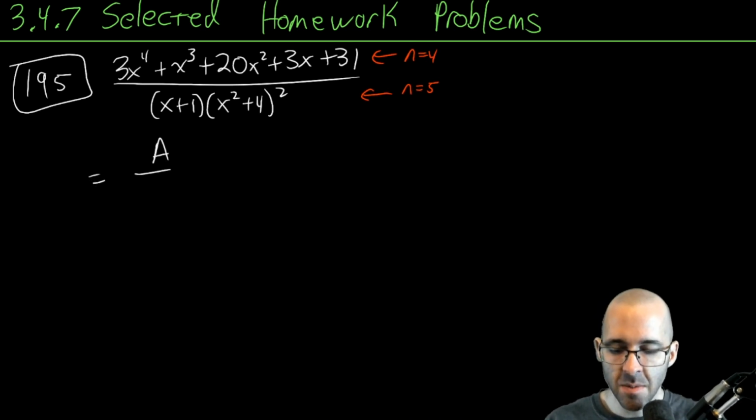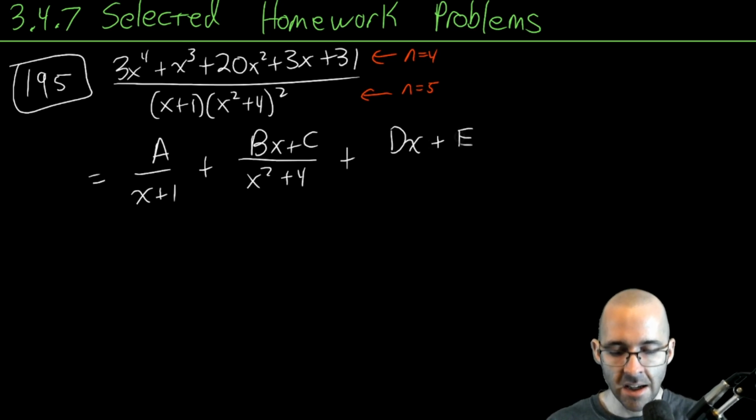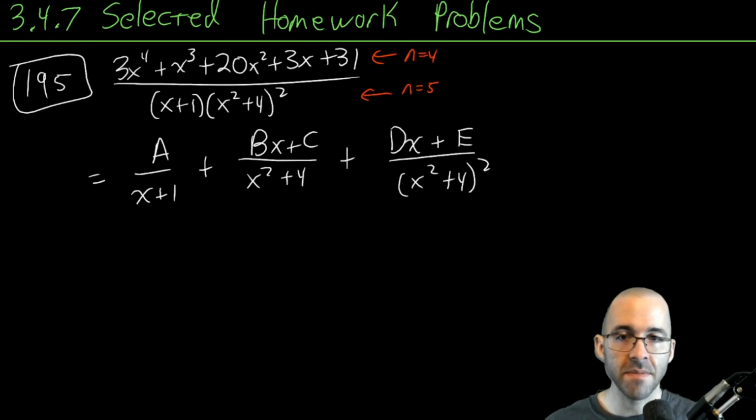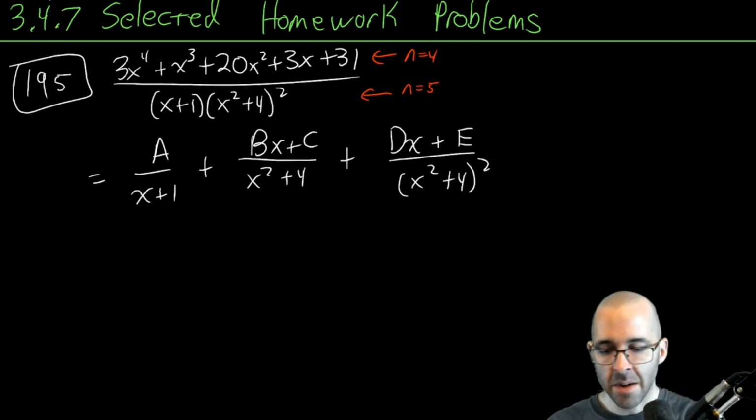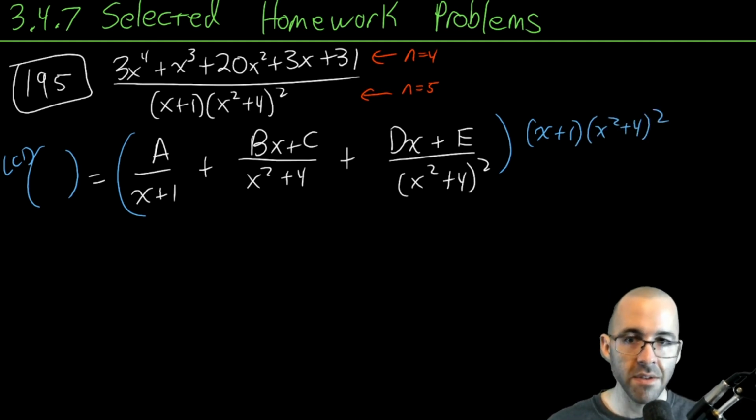We got a linear term, so it'll be some constant over x plus 1. And then a quadratic term, so a linear term on top, divided by the quadratic term, and it's repeated, so we have another one, dx plus e, and now we have x squared plus 4 getting squared. Now we're going to multiply both sides of this equation by the LCD, this x plus 1 times x squared plus 4 squared, so we can solve.